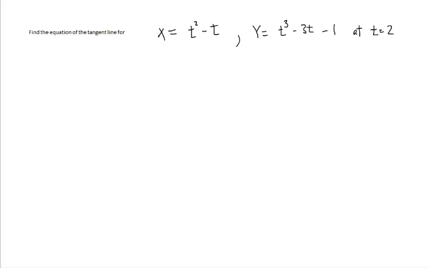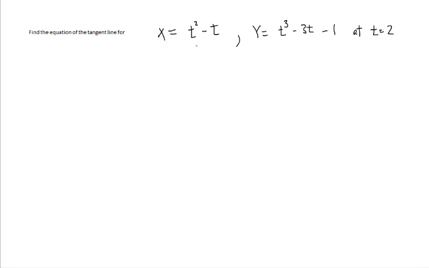So just like in calculus 1, we needed an x value, a y value, and then we needed to evaluate the derivative at that point where we're looking for the tangent line. We need the same information. The work to get there is just a little bit different. So we need an x value at t is equal to 2.